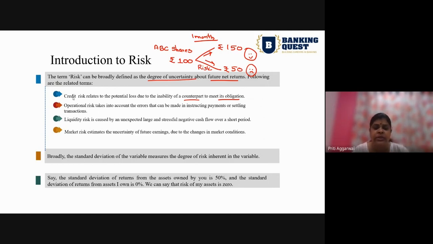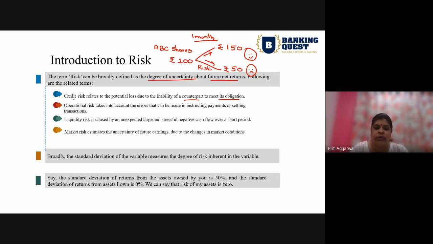Liquidity risk is where I don't have an organized market to sell off my assets and convert them into cash, and because of some stressful negative cash flow in the short run, we call it liquidity risk.